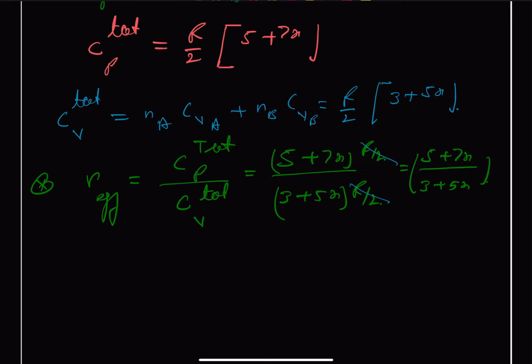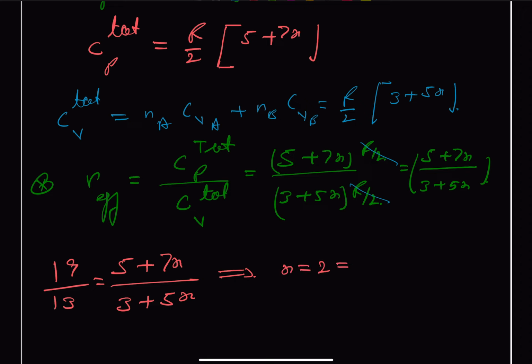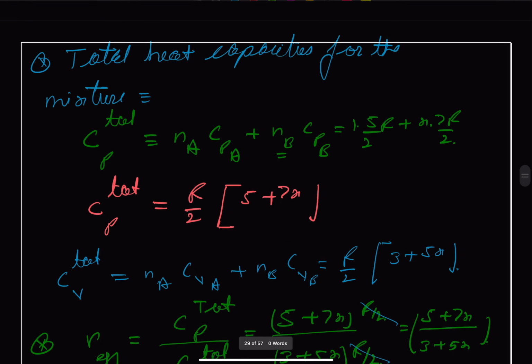Now it is quite simple. So we can say 19 by 13 is equal to 5 plus 7x over 3 plus 5x. So this gives us that the value of x is equal to 2, or we can say the number of moles for B is equal to 2. So this is basically our part 1. Now we come to part B.